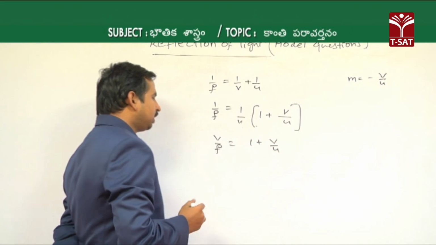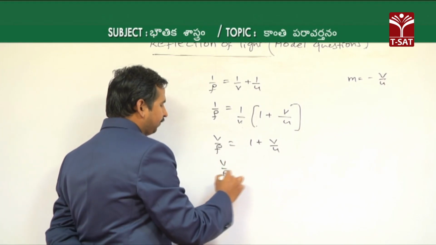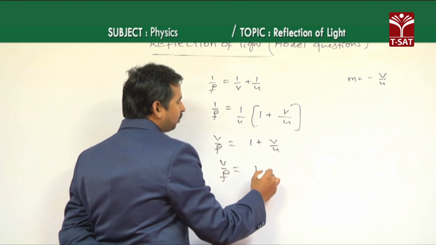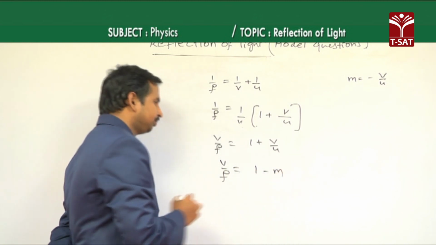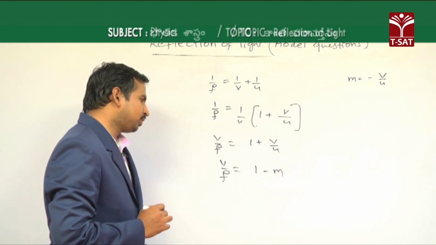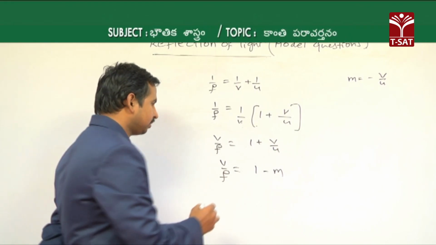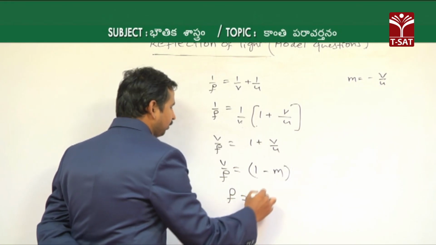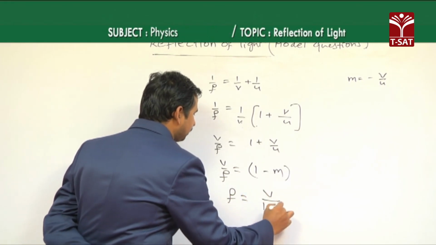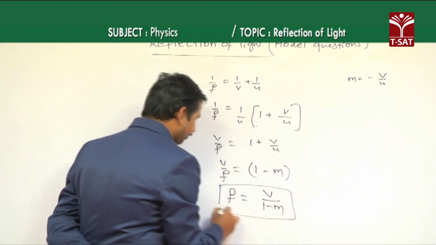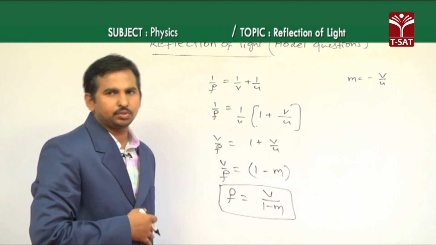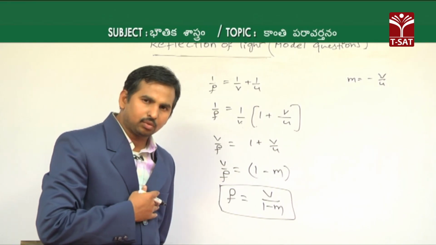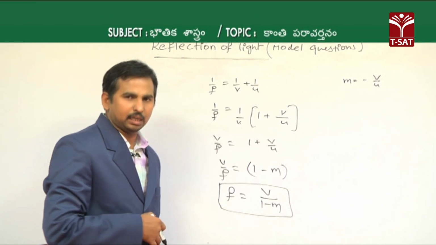So v by f is equal to 1 plus v by u, which is nothing but 1 minus m, since m is minus v by u. So 1 minus m is equal to v by f. From this we can write f is equal to v by (1 minus m). Once we know the image distance and magnification, we can directly find the focal length: f is equal to v by (1 minus m).